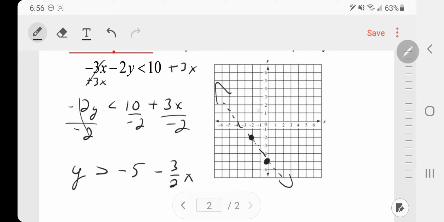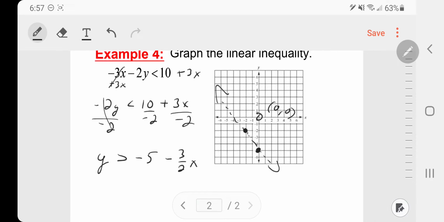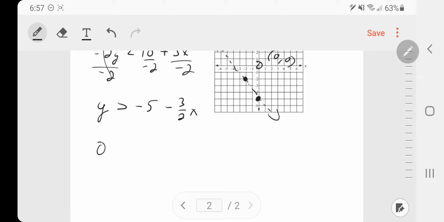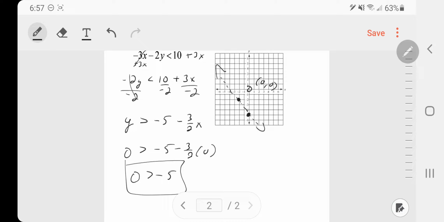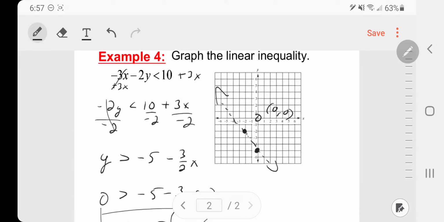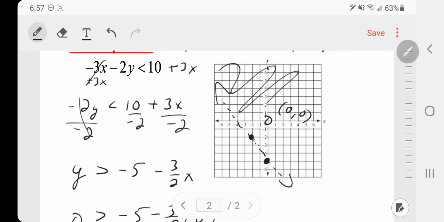Okay, same rule. We have to now see if our origin is going to be a solution or not. So let's go ahead and plug in 0, 0. I could plug it into any of them. I'll plug it into this last one, -5, -3 over 2 times 0, and we get 0 greater than -5. This one actually happened to work out as a solution as well, so that means that we are going to shade on the same side as the origin again.